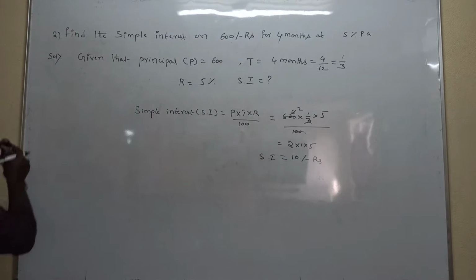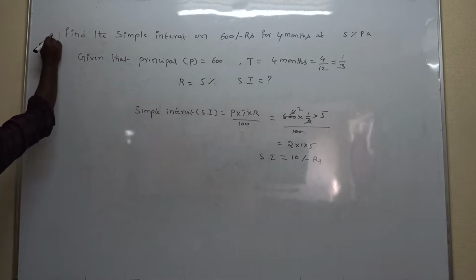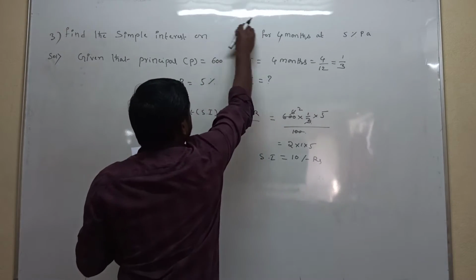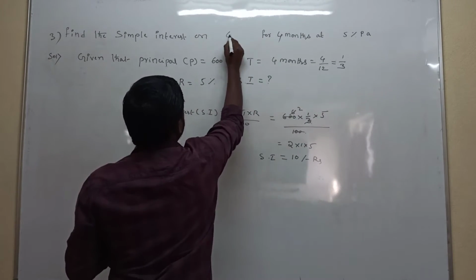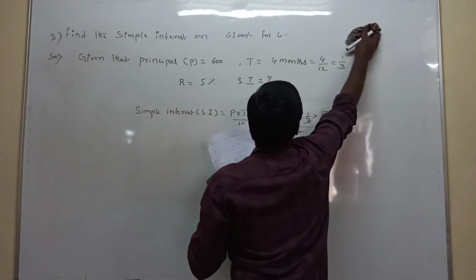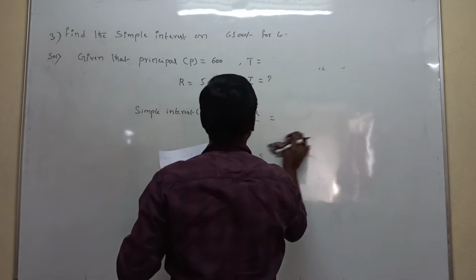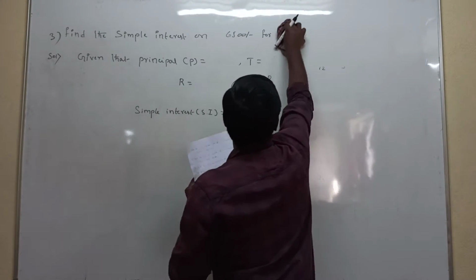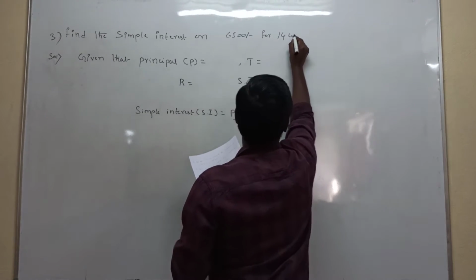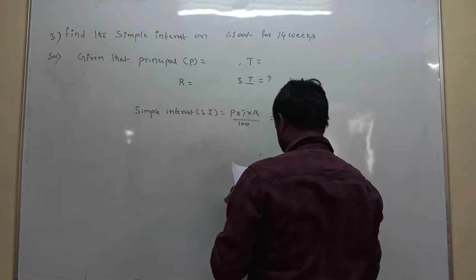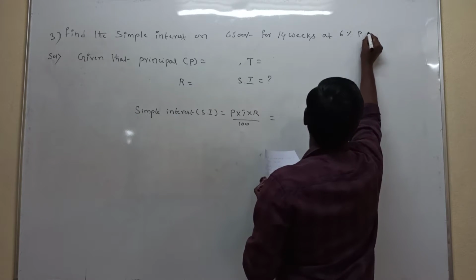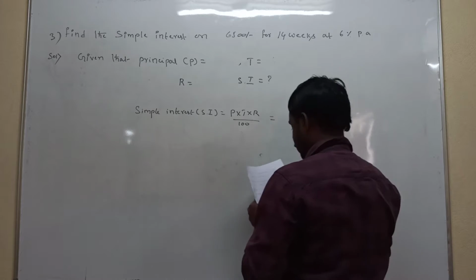Next we are going to the third problem. Find the simple interest from 6,500 rupees for 14 weeks at 6% per annum.